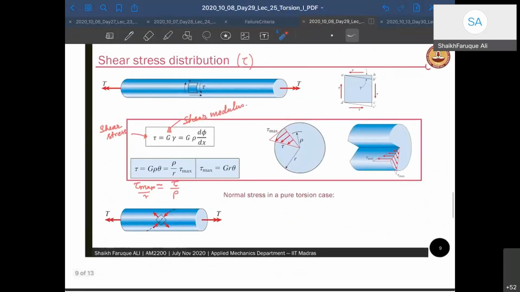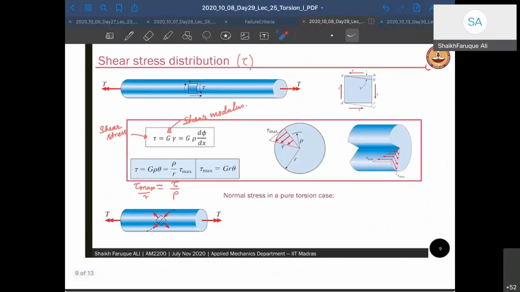Now, how do you see the shear stress distribution? That was your shear strain distribution, right? How do you see shear stress distribution? Now, shear stress distribution is easy from shear strain distribution. If you know shear strain distribution, shear stress is calculated by just multiplying it with the shear modulus within Hooke's law. So we are within a proportionality limit. Okay, so in that case, our shear stress is given by just multiplying with a constant G.